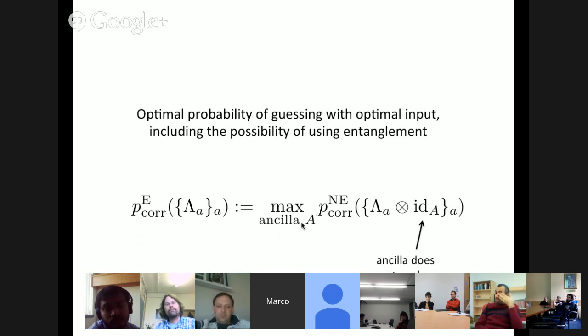And if we optimize over, for example, the dimension of the ancilla, remember that this quantity here already contains an optimization over measurements and inputs, while we obtain the best possible probability of guessing correctly allowed by quantum mechanics that uses entangling inputs and global measurements. And again, here I've put a superscript E to remind you that we are now using entanglement.